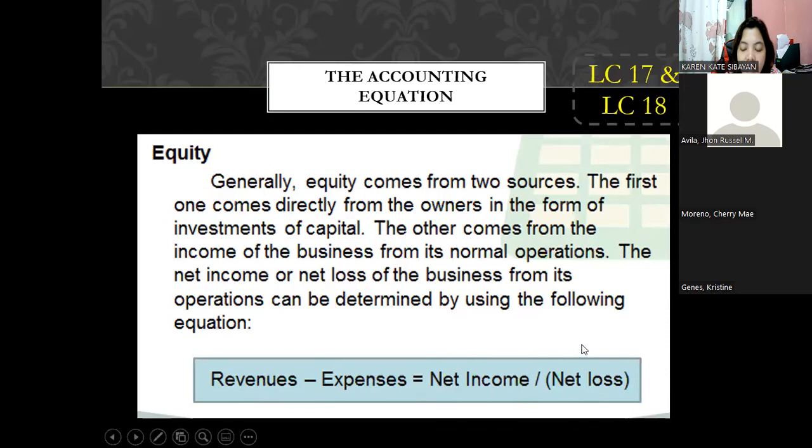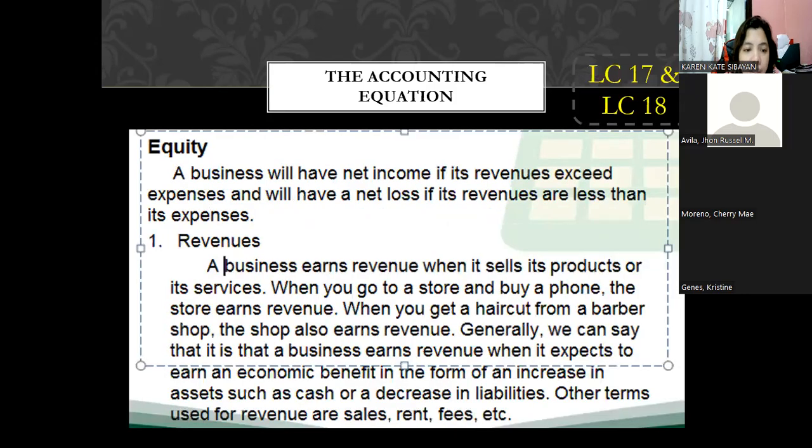So, whatever the result, kung net income, it will be added to the capital less drawing. Pero kung net loss, it will be deducted doon sa capital. Anyway, ituturo ko rin yan sa inyo. Okay? So a business will have a net income if its revenue exceeds its expenses, and a net loss if its revenues are less than its expenses.